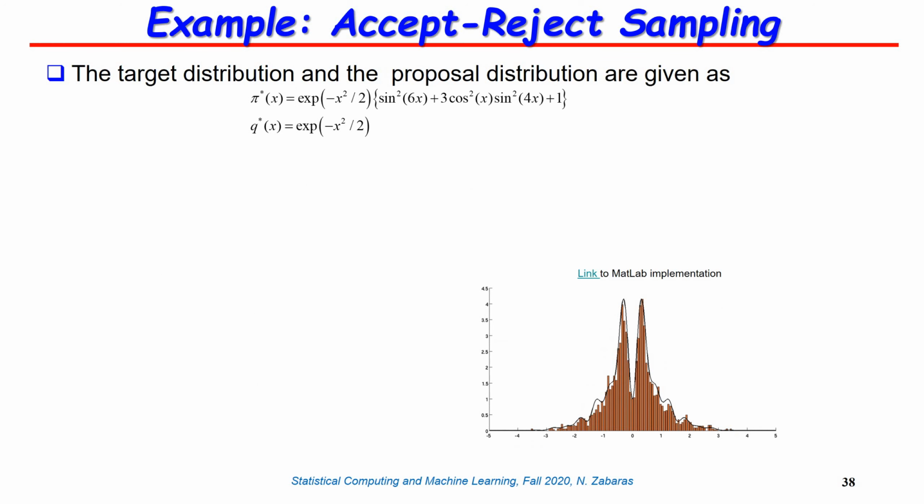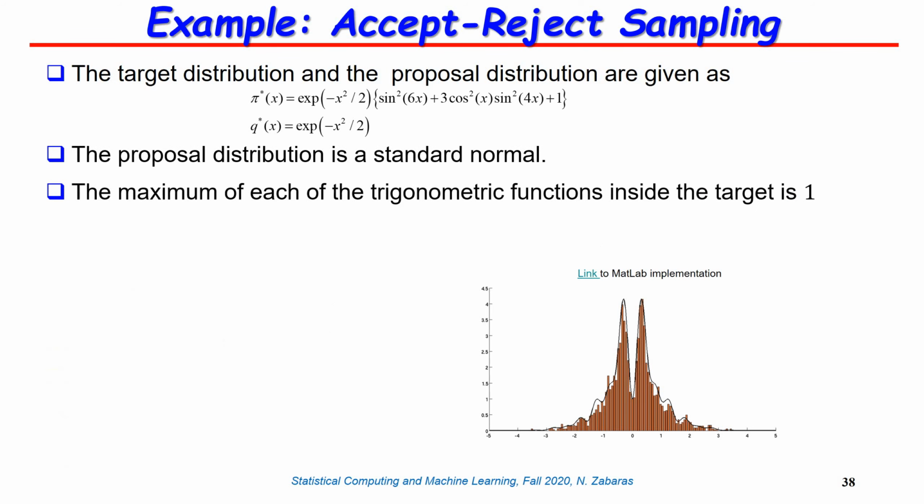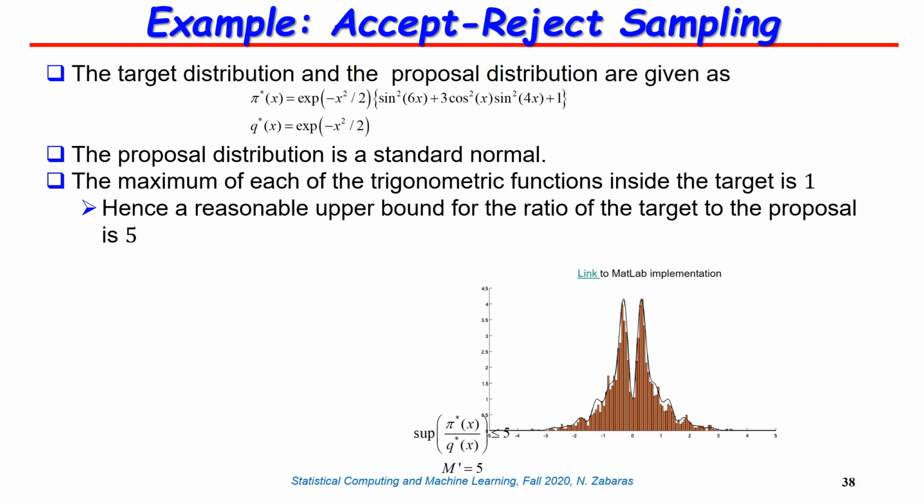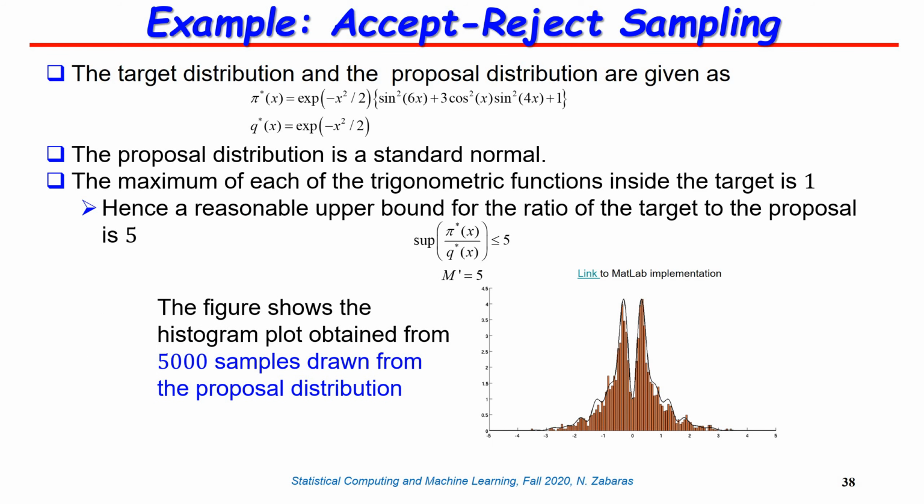And what you see now on this plot is a histogram from the generated samples using this accept-reject sampling technique. So even this complicated but univariate distribution can be sampled nicely with the accept-reject algorithm.